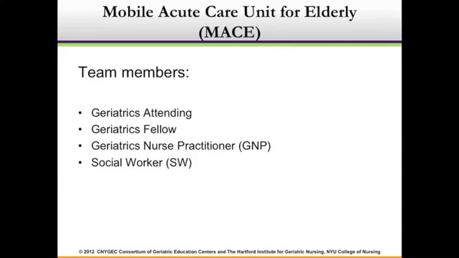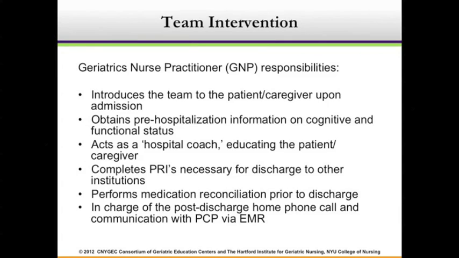Our team has 4 members: a geriatric attending, a geriatric fellow, a nurse practitioner, and a social worker. And we really work together and collaborate throughout the day towards our patients' treatment. But our roles also overlap, and I'll discuss each one of our roles briefly. The geriatric nurse practitioner is really most responsible for being the hospital coach, educating the patient and the caregiver, coordinating the care within the hospital, getting tests done, and also doing the follow-up phone calls, making sure that once the patient is home that everything is okay, and answering any questions that they have.